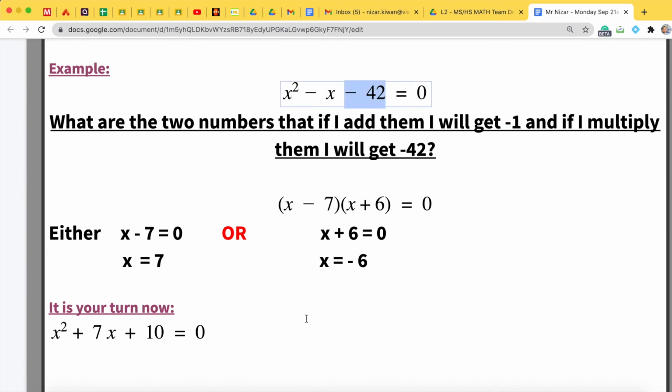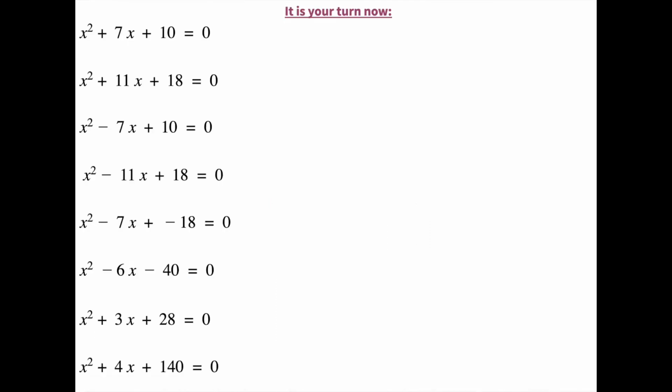If you try to guess and try different numbers, you will get negative 7 and 6. So we will write x minus 7 times x plus 6. Either the first bracket is 0, that gives me x equals 7, or the second bracket is 0, that means x equals negative 6. Now it's your turn. Try to solve these questions.